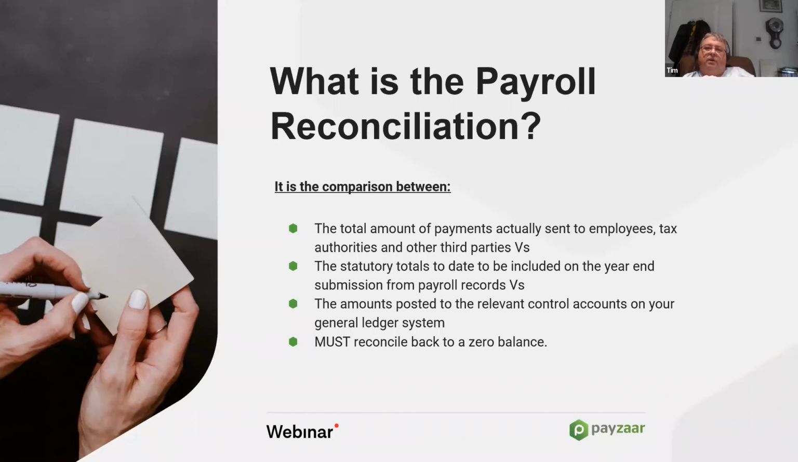Remember that when we run the payroll journal, we post numbers onto control accounts. So for tax and social security deductions, those go as a credit on a control account. And then the corresponding debit is when we pay the social security authorities, the tax authorities, etc. So those control accounts must reconcile back to a 0 balance when all of the accounting transactions have gone through. Don't just expect that to work by magic. You will need to put some effort into that.